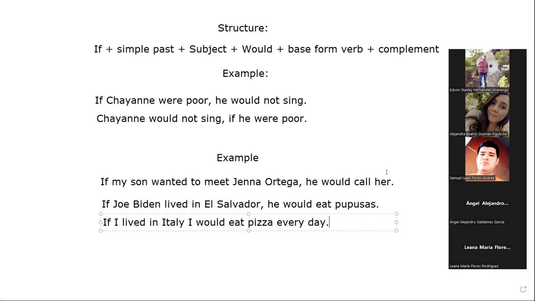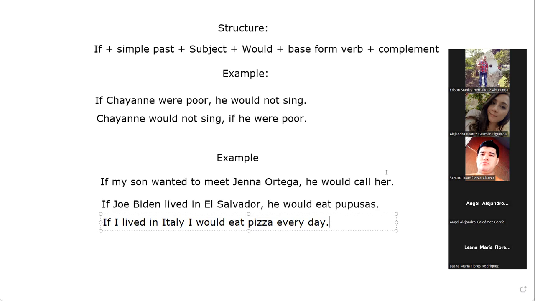If I won the lottery, I would travel a lot. That is correct, Leanne. Alejandra, if you cooked Mexican food for me, I would be very happy. Excellent. I love Mexican food. If I knew how to play the guitar, I would start a band. Very good. Good job, too.